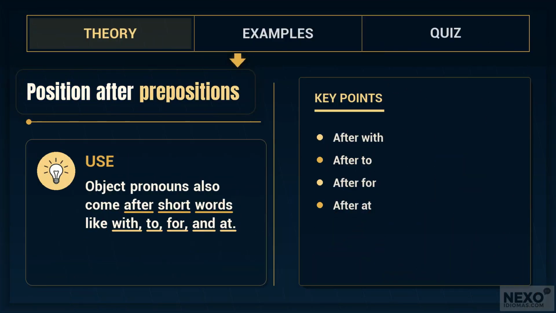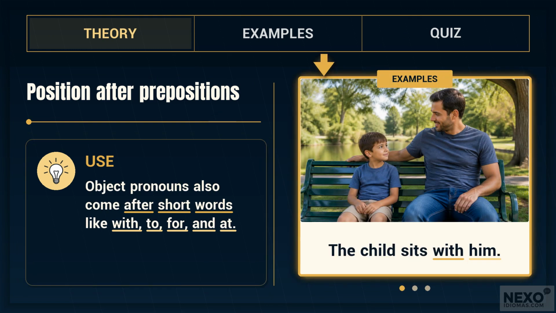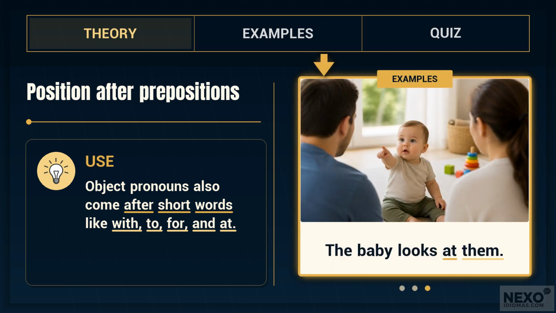Position after prepositions. Object pronouns also come after short words like with, to, for, and at. Example. The child sits with him. Example. The gift is for you. Example. The baby looks at them.